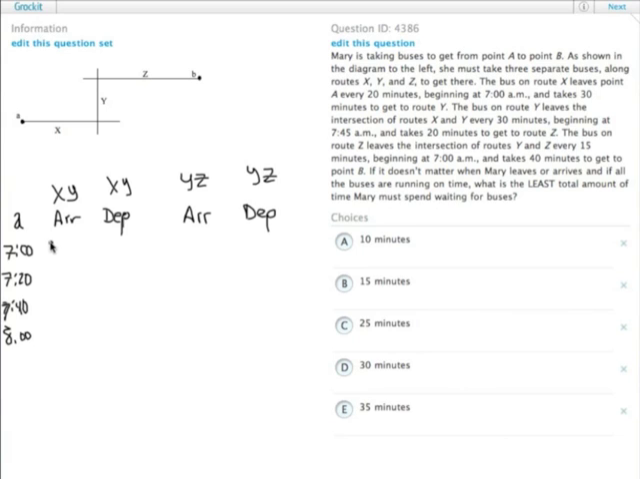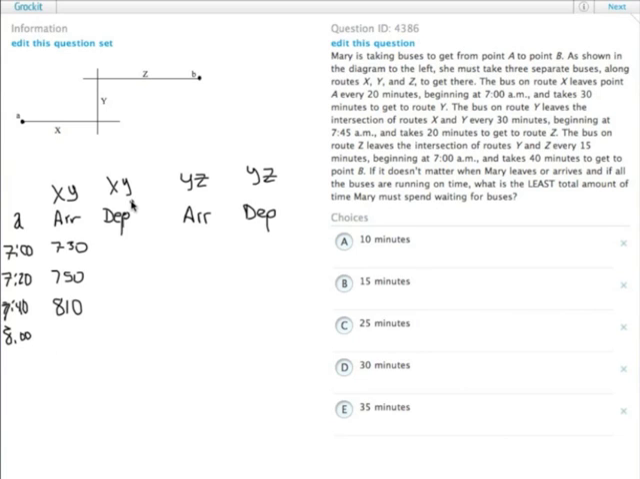So she would arrive at 7:30 here. She would arrive at 7:50 with this one. I'm going to get rid of the colons. It's too hard to draw them with this anyway. She would arrive at 8:10 with this one.